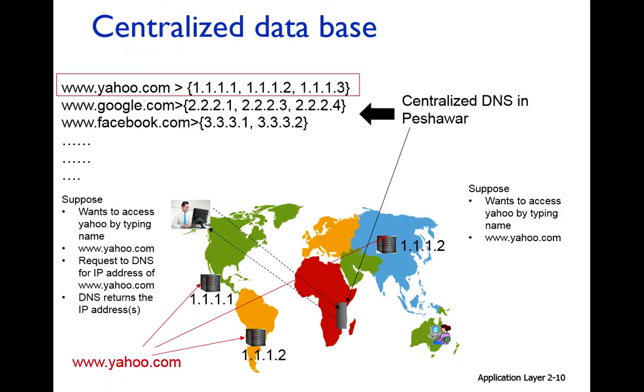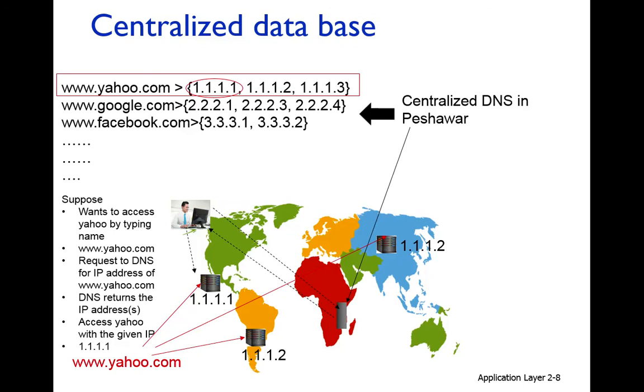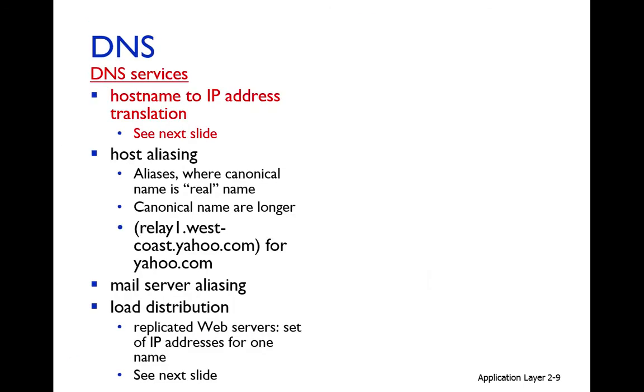So I think it is clear that the DNS services are host name to IP address translation. It also provides host aliases, real names. It also provides mail server aliases, and it also helps with load distribution, because normally the web servers are replicated over a set of IP addresses, but they use a single name. For example, yahoo.com was distributed on 3 servers.